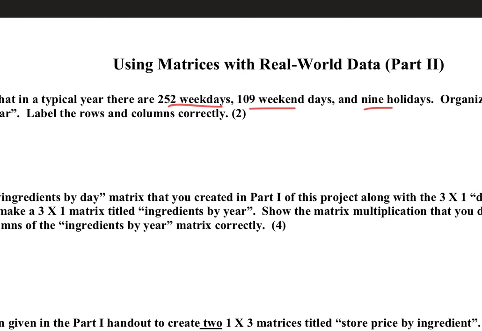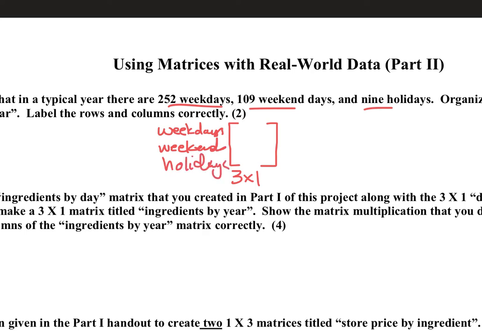So a 3x1 matrix, right? So let's get our size. Should look something like this. 3 rows, 1 column. So we should just see a row of numbers here. So we'll do weekdays here since we're asked to label. Start with that one. Then we'll do weekends. And we'll do holidays. All right, so let's take a look at it.